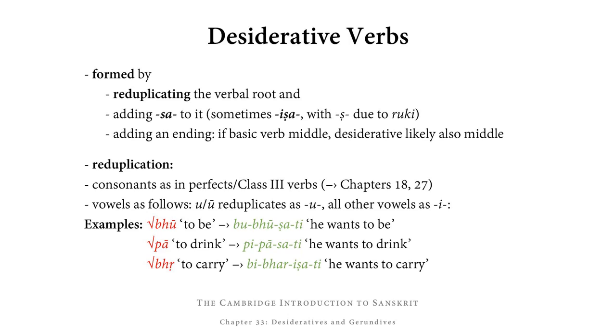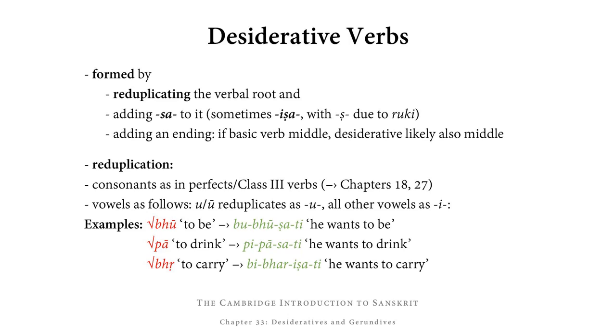If the basic verb is active, then the desiderative verb is active. If the basic verb is middle, the desiderative also is likely to be middle. The reduplication works for consonants, just like in perfects and class 3 verbs. The details of that you can find in chapters 18 and 27 of the book, as well as in the reference grammar at the back of the book. And vowels are reduplicated as follows. Short u and long u are reduplicated as short u. All other vowels are reduplicated as i.